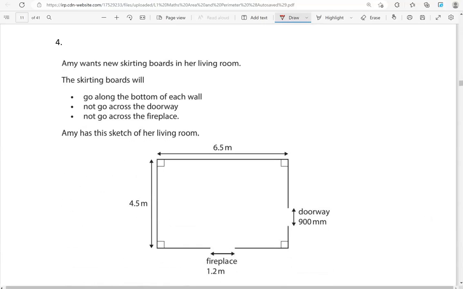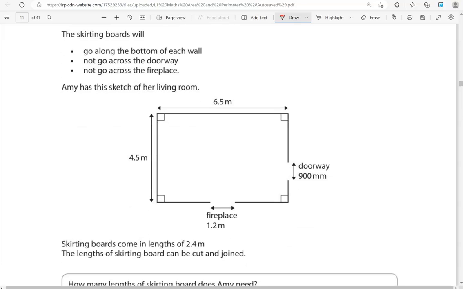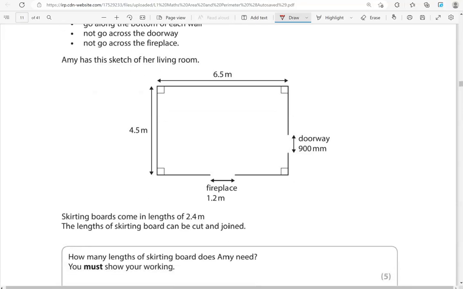Amy wants new skirting board in her living room. The skirting boards will go along the bottom of each wall, not go across the doorway, not go across the fireplace. Amy has the sketch of her living room. Skirting boards come in lengths of 2.4 meters. The length of skirting board can be cut and joined. How many lengths of skirting board does Amy need? You must show your working.